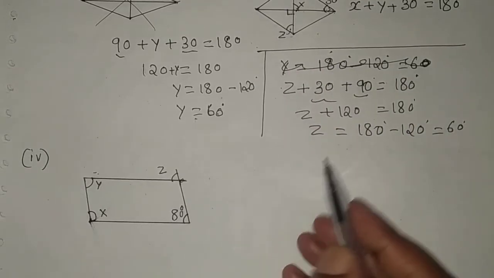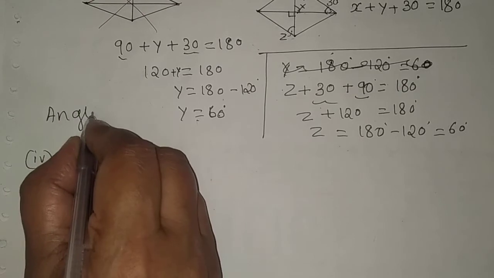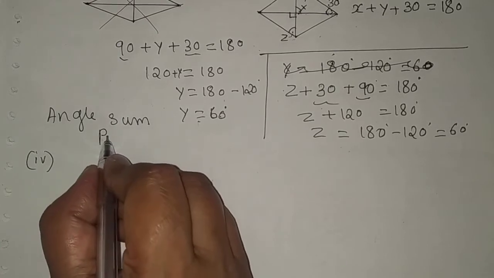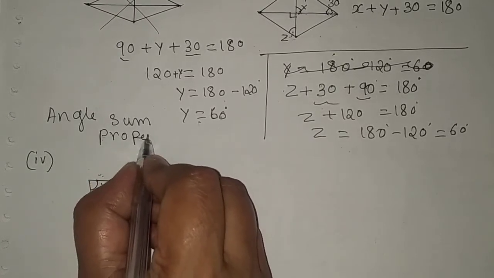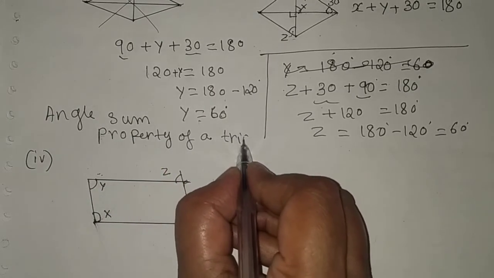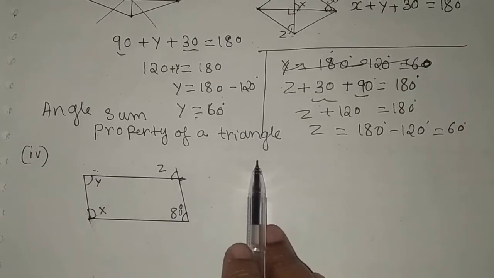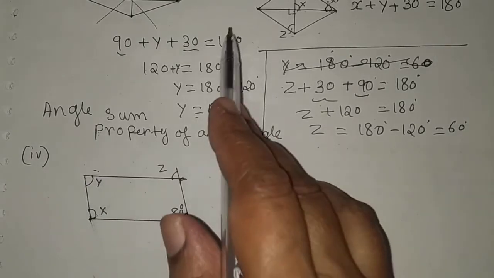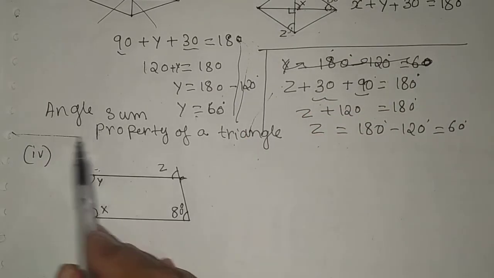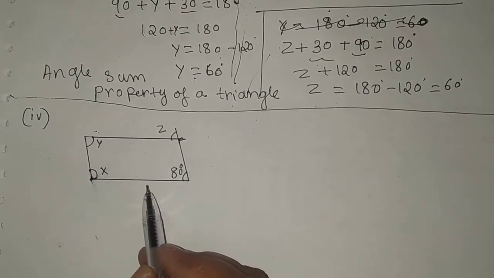So what we have to write, I'll just write down which property we used, that is angle sum property of a triangle. Since in the question they have asked us to mention the property, therefore we are using angle sum property of the triangle. Two times we used here and we used here. So this one is the third question. Now we move on to the fourth one.